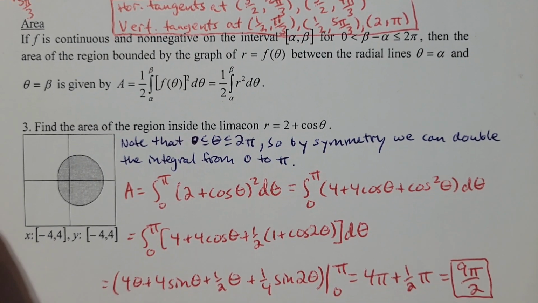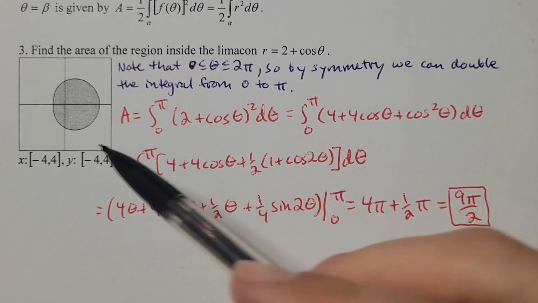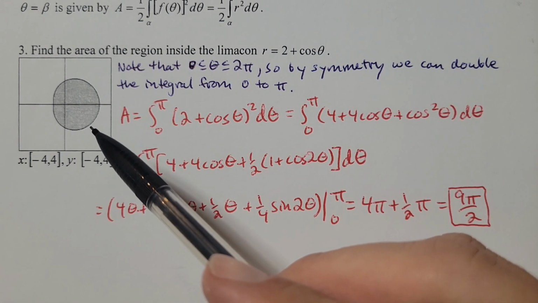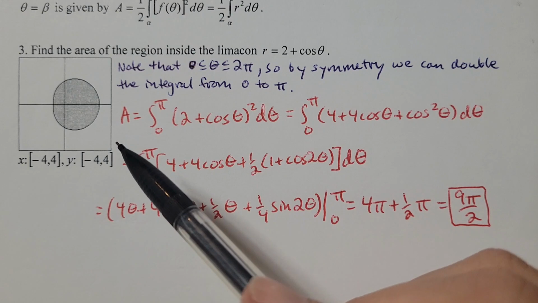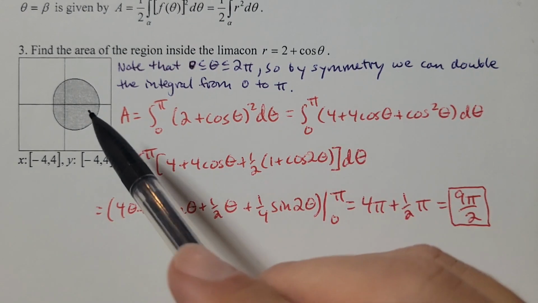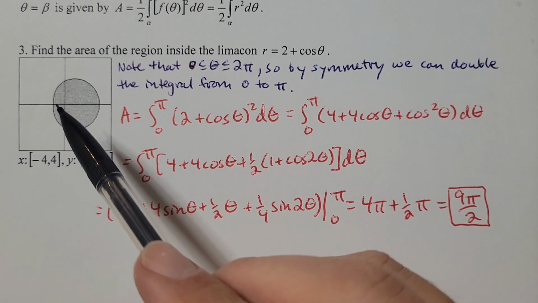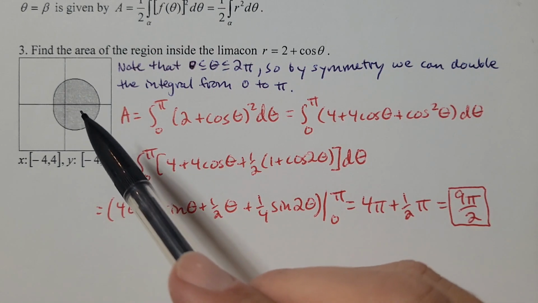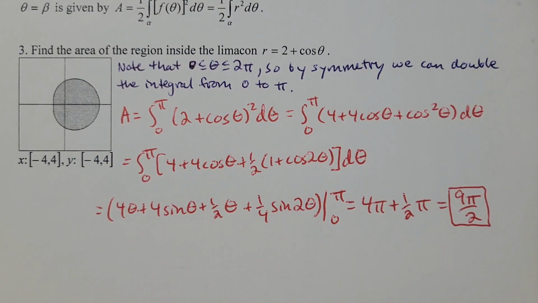So let's take a look at problem 3 here, where it says to find the area of the region inside the limaçon r equals 2 plus cosine theta. As a note, you can draw this entire curve on the interval 0 to 2 pi. I'm going to use some symmetry here. By symmetry, we can double the integral if we go from 0 to pi. If I go from 0 to pi, I'm finding this upper half, and then if I double it, I'll find the area of the whole thing that's shown there.